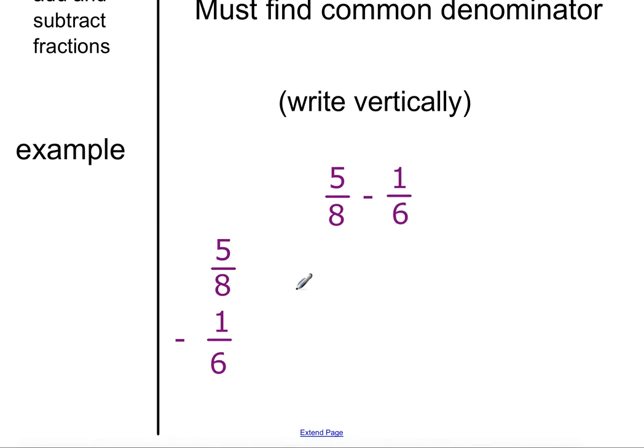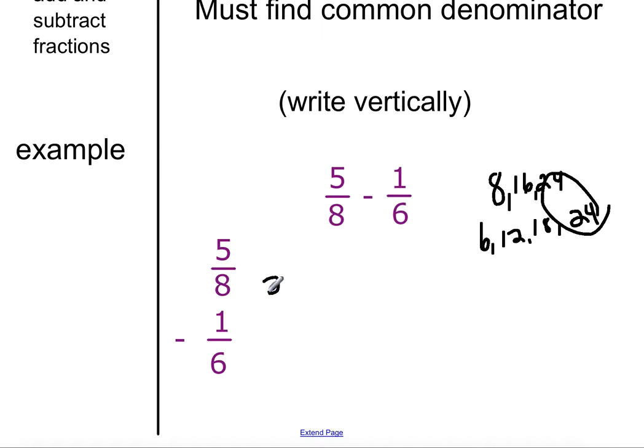We need to find a common denominator. So I need to start thinking, if I struggle with this, make a list. 8 of your multiples. 16, 24. Ooh, 6 can't go into 8. So if I did 6's, it'd be 6, 12, 18, 24. There's my common denominator. So if I struggle finding common denominators, list out your multiples. So 24 is my common denominator.